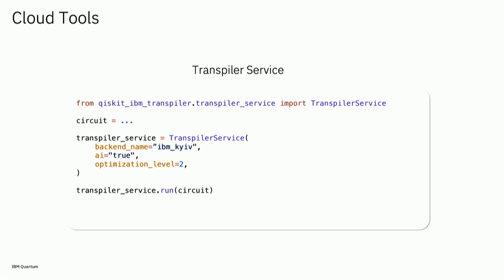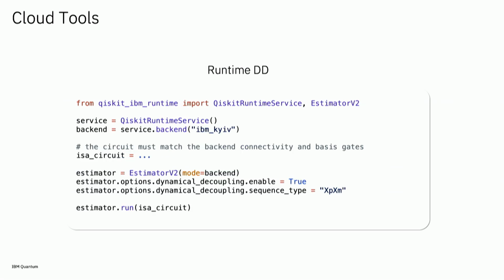As for the cloud tools, the snippets are much shorter because things are managed for you. In this case, we have an example of running the transpiler service with AI true. This would run a collection of AI passes in a mysterious way that I'm not super familiar with, but it will be amazing. We also have the runtime dynamical decoupling as an example. It should be equivalent for twirling. This is just, again, a refresher. You can import the estimator, and then you can enable these error suppression techniques through the estimator options. And then you just run the estimator, and things will be done.